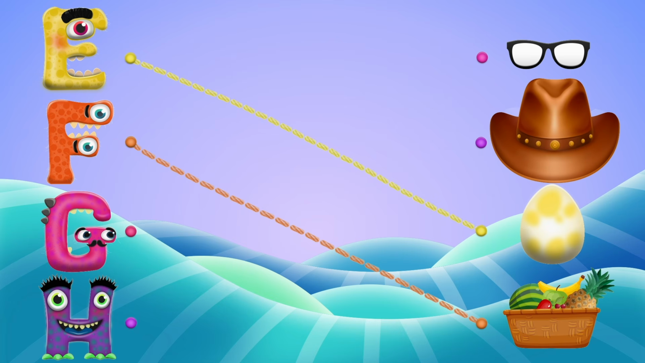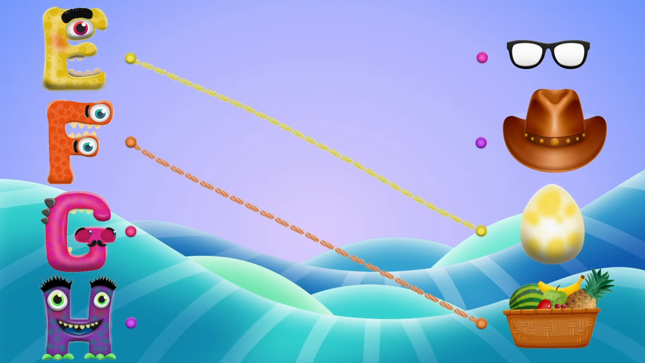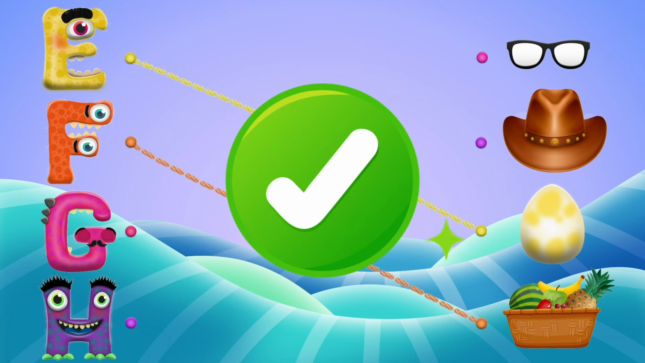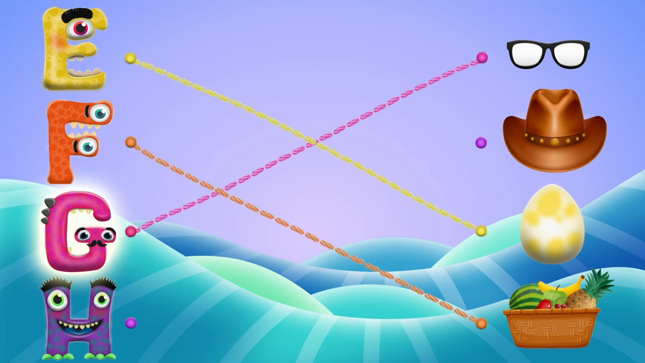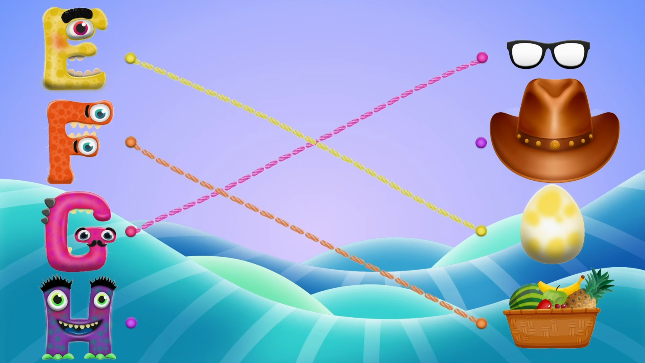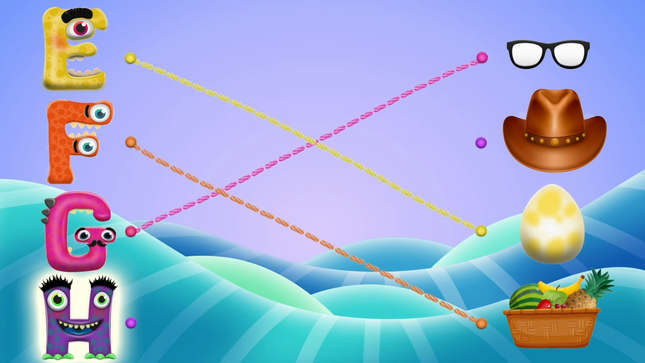Does hat start with letter G? Does glasses start with letter G? G is for glasses. Let's match letter H. Does hat start with letter H? H is for hat.